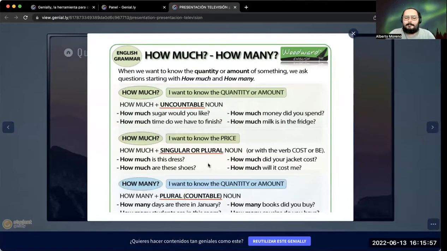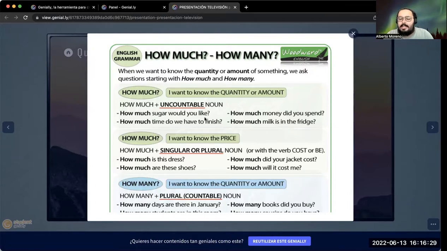How much, how many? When we want to know the quantity or amount of something, we ask questions starting with how much and how many. For example, how much is used with uncountable nouns. Always. How much sugar would you like? How much time do we have to finish? How much money did you spend? How much milk is in the fridge?